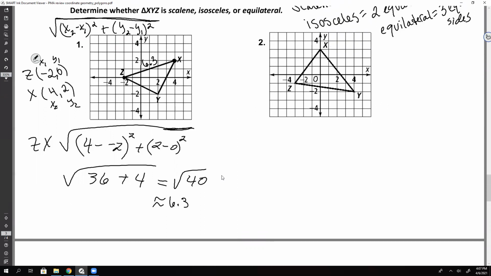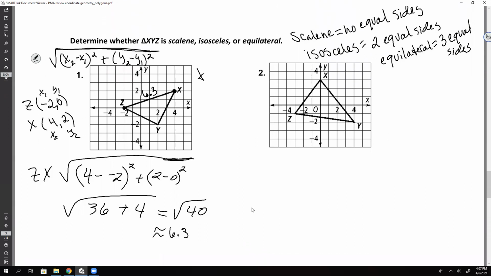Now you have to finish this problem. You need to find the length of xy, and then the length of zy, and then compare the lengths. And you see. So whenever you have the triangle problem, you're going to do the distance formula 3 times.